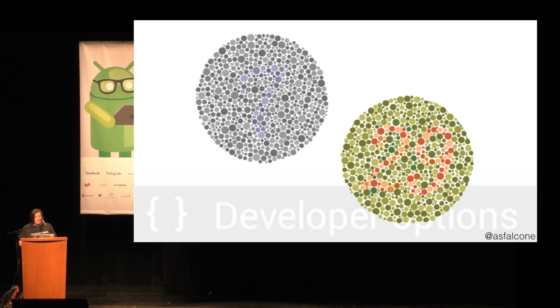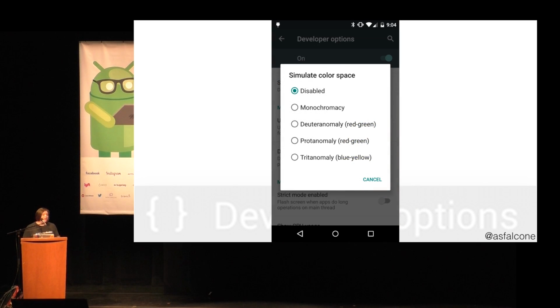And these examples are just some tests that, if you had these types of color blindness, you wouldn't be able to differentiate the numbers that are drawn in those circular dots. You wouldn't be able to tell the blue from the yellow and the red from the green. And this can be a problem for people using your app if you're using color to differentiate different statuses or behaviors.